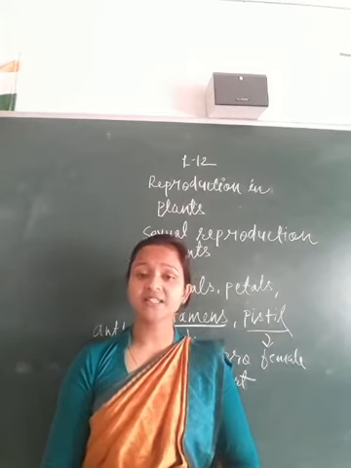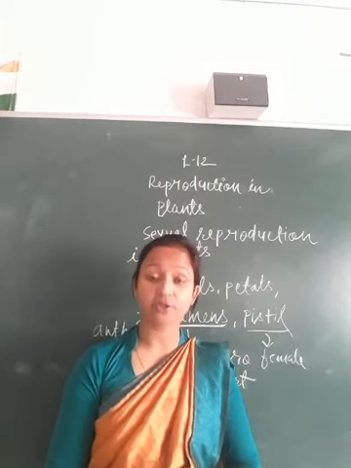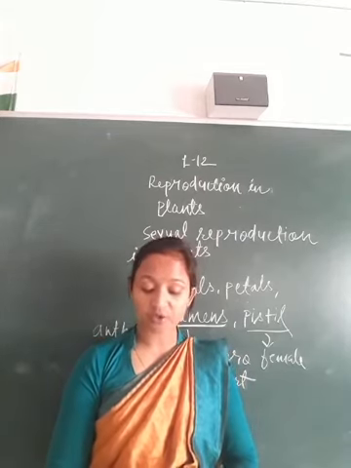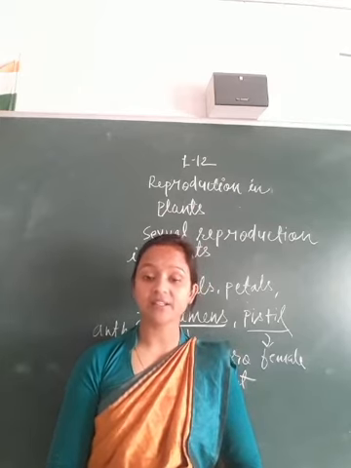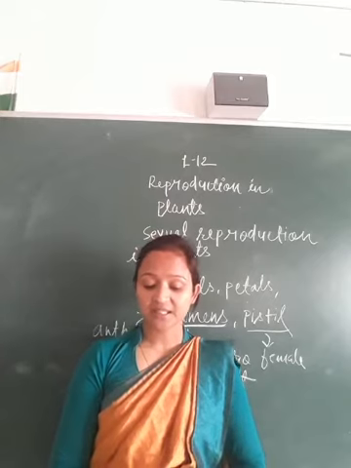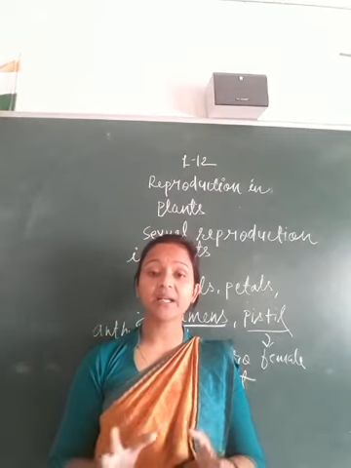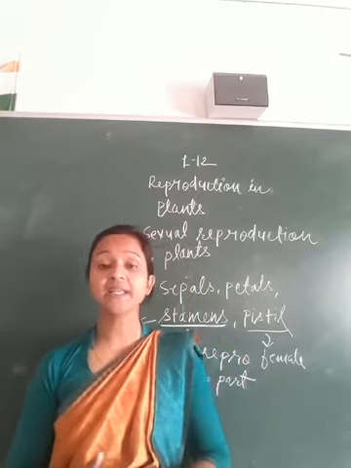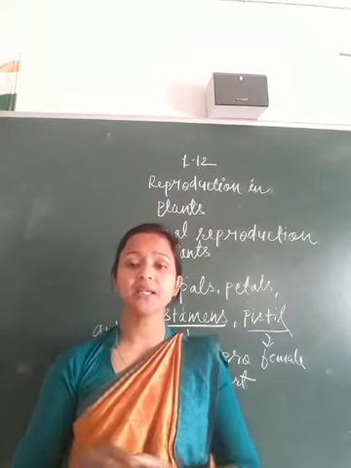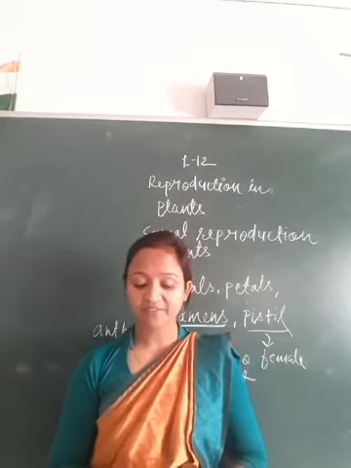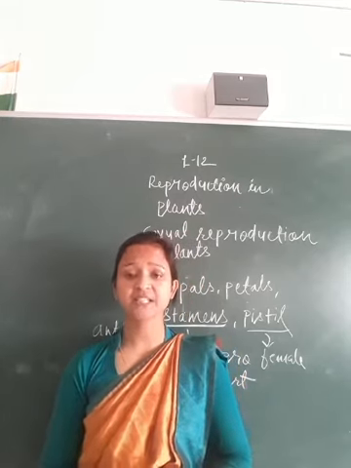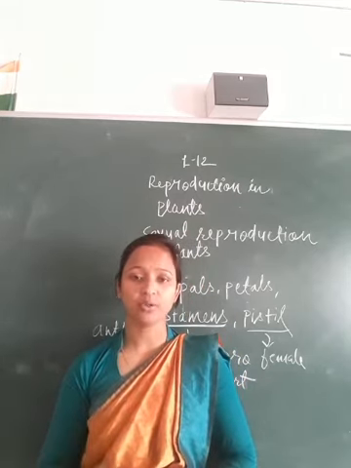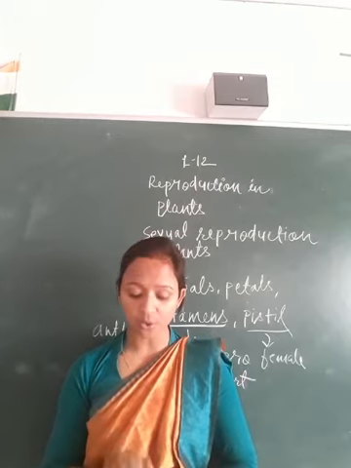A pistil consists of a basal swollen portion called the ovary, and the ovary continues into a long style and ends in a knob-like structure, the stigma. The ovary contains many ovules, and the female sex cell or gamete, the egg, is present inside the ovule.